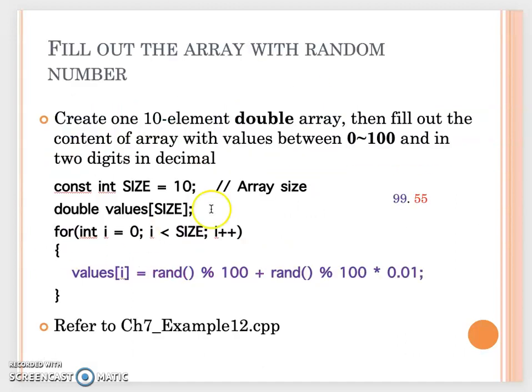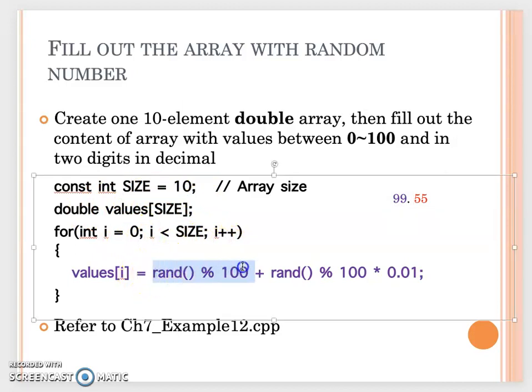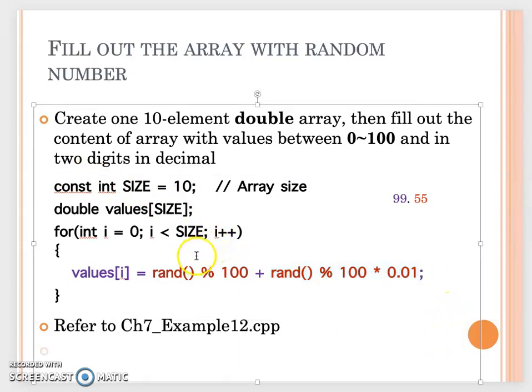So when we generate a number between 0 to 100 with two decimal digits, we still have our array size of 10, and we're still using a for loop. You have your whole number part, then your decimal part. The decimal part depends on how many decimal digits you have. Here is two digits, so I mod by 100, then times 0.01. If you have three digits, you mod by 1000, then times 0.001. I hope this helps you to understand.